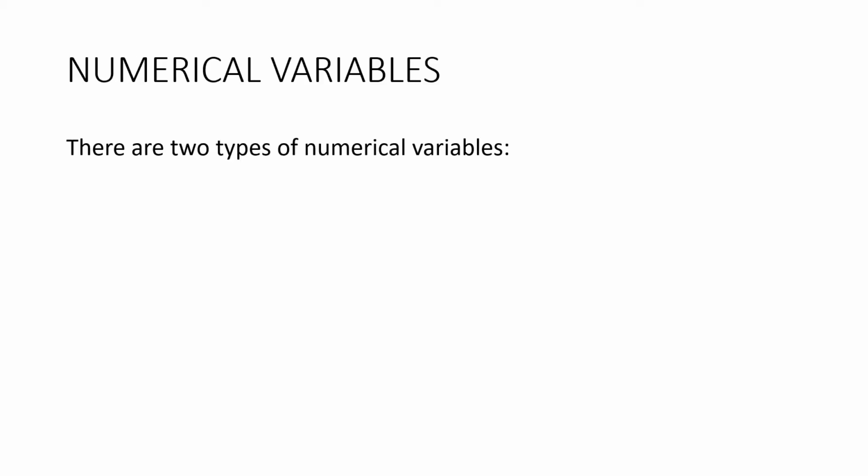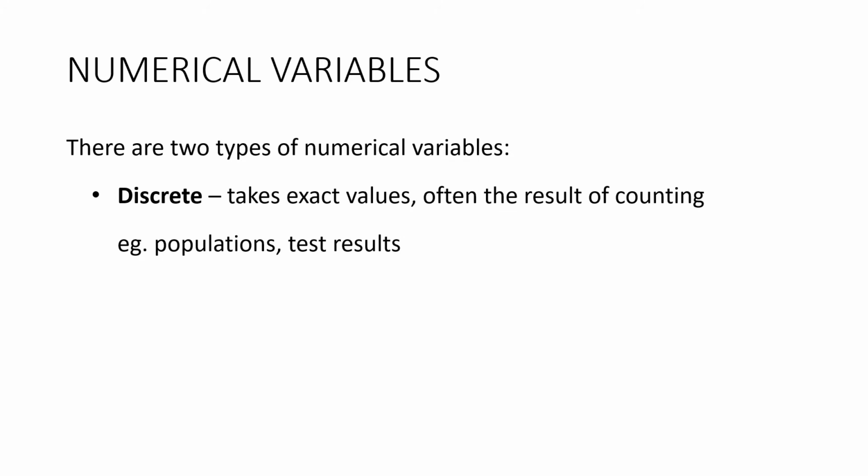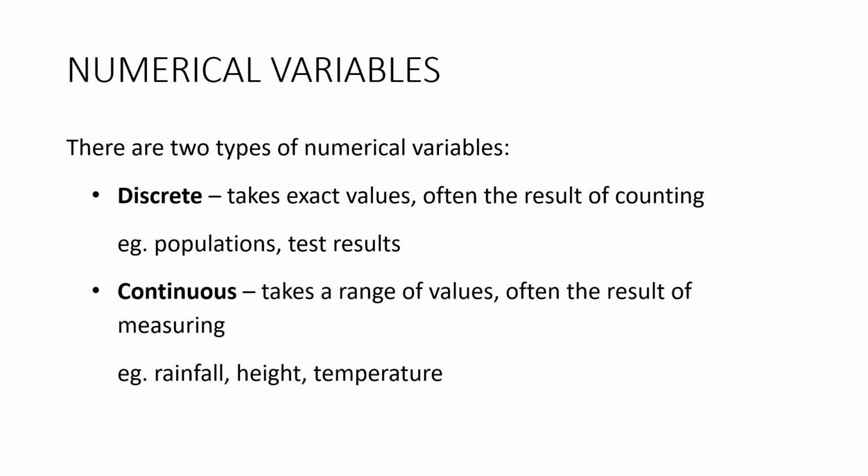There are 2 types of numerical variables. There's discrete data, and discrete data takes exact values and is often the result of counting. 2 examples include populations and test results. Think about it, populations are whole numbers, we can't have half a person, and test results, also whole numbers, although maybe we could get 7.5 out of 10. The point is, they are discrete, exact values. We couldn't get 7.963 out of 10. Continuous data takes a range of values, and it's often the result of measuring, like rainfall, height, and temperature. Now, in these cases, they're not whole numbers, they're decimals.